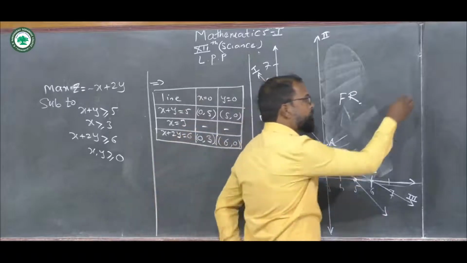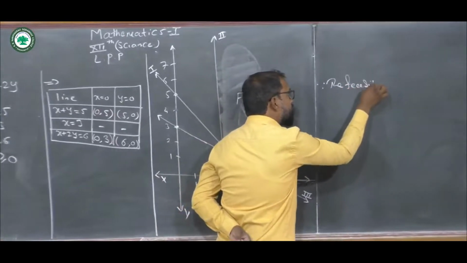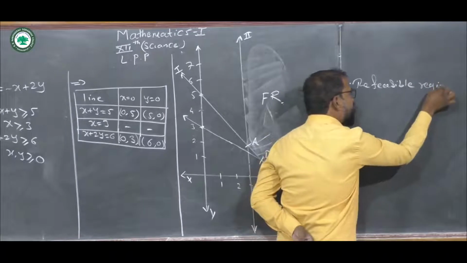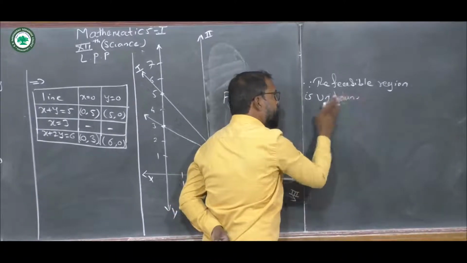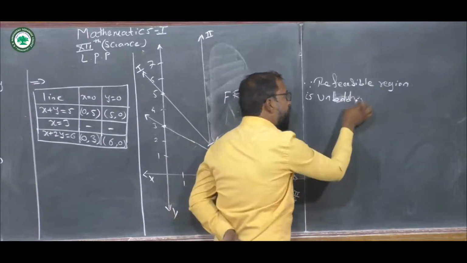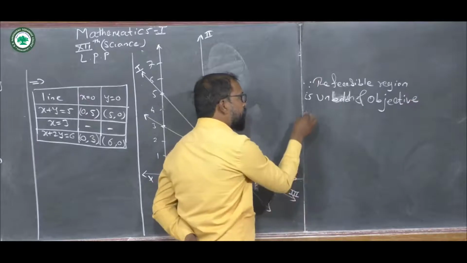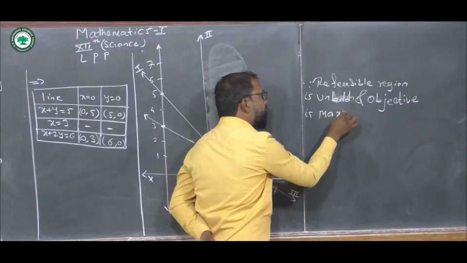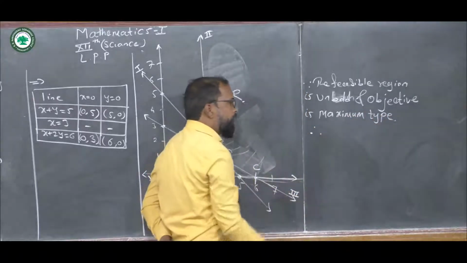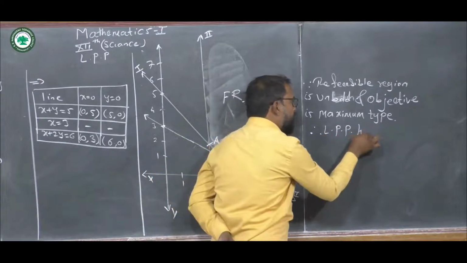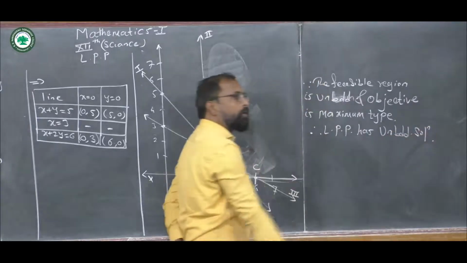Since the feasible region is unbounded and the objective function, it is very important, the objective function is max type or maximum type, therefore we say that the LPP has an unbounded solution.